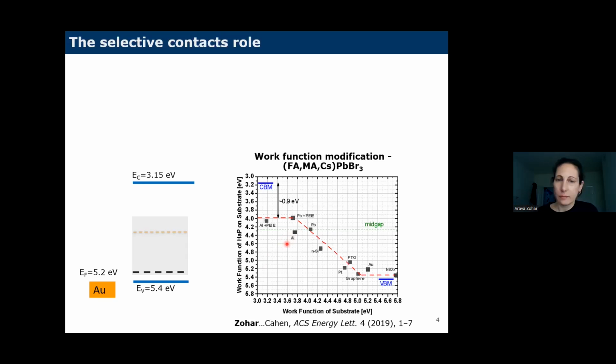We repeated it and got the same result, a different work function, which was close to the mid gap. Then we decided to use a variety of different substrates, and you can see the work function of the substrate on the x-axis, and the measured perovskite work function on the y-axis. To some extent, the work function of the perovskite follows the work function of the substrate.